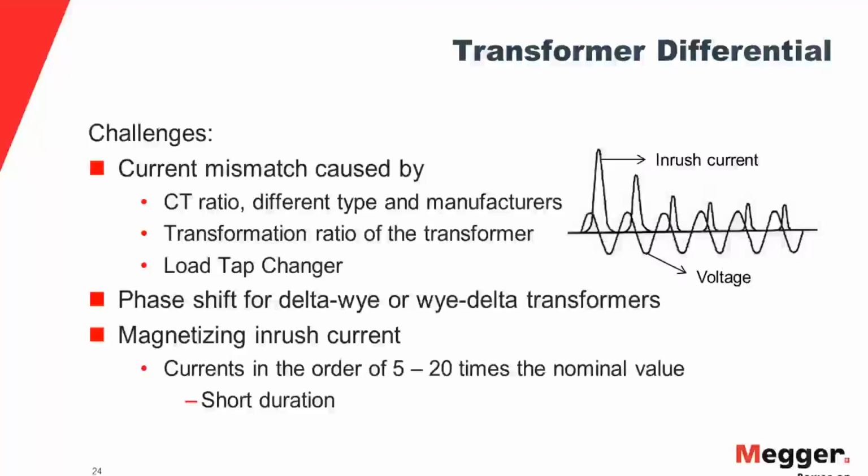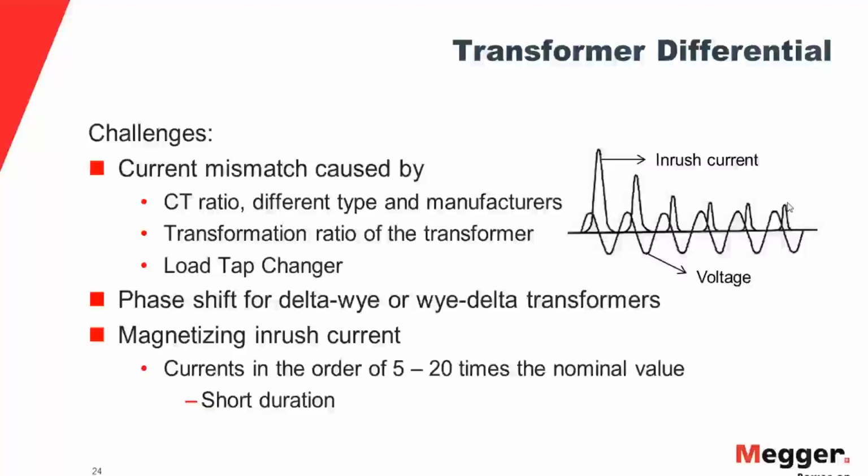The second challenge in the system is the phase shift for a delta-Y transformer or Y-delta transformer. The type of connection that I've shown here in this transformer is YY, but you can also have a delta-Y transformer or Y-delta transformer. Typically, the high side leads the low side by 30 degrees, or if you're from a different part of the world, the delta side leads the Y side by 30 degrees. So you have that phase shift associated with the current that is being measured by this relay from the CTs across primary and secondary.